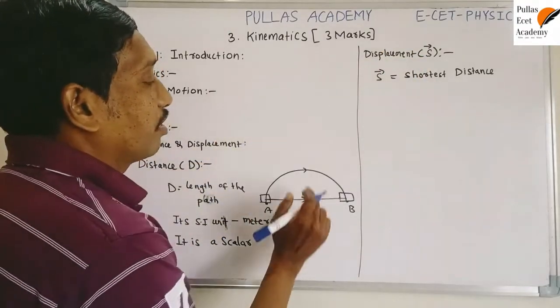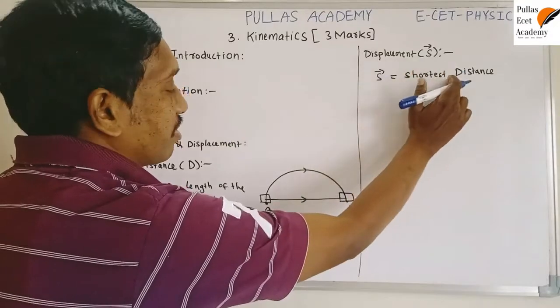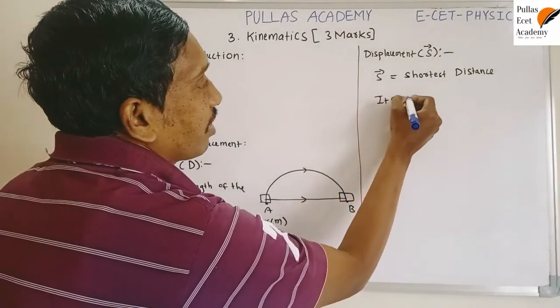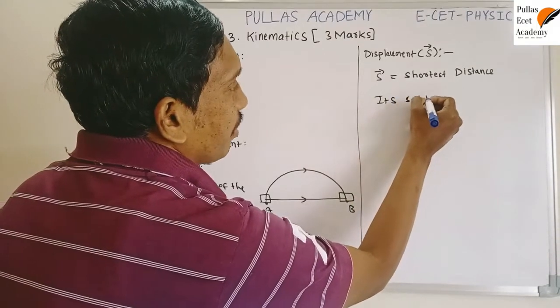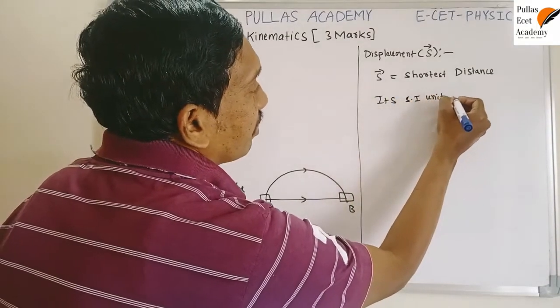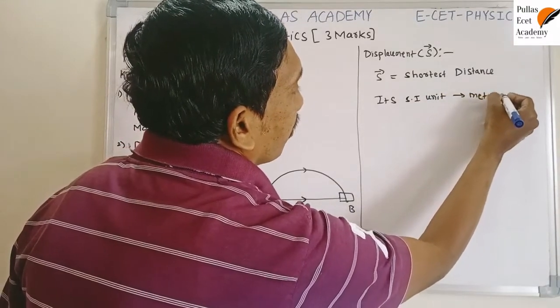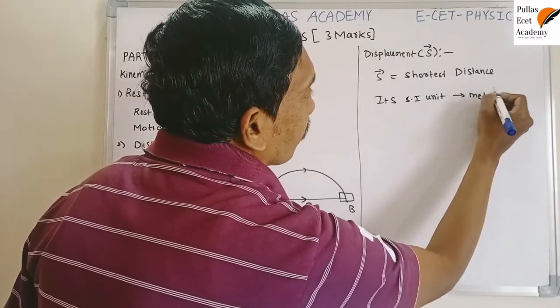According to this definition, it is nothing but length, and that's why its SI unit is also the unit of length. The length unit is meter, so its SI unit is also meter. But what is the difference here?